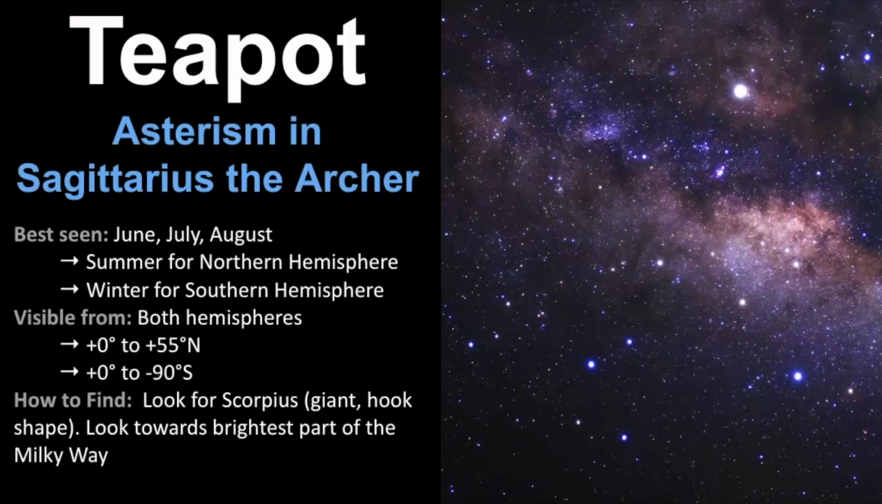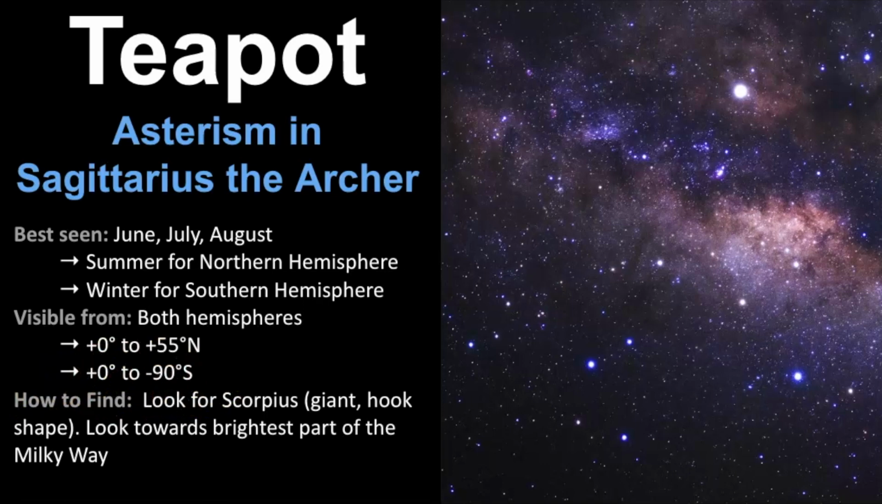We've come to the end of our video about the Teapot Asterism, so let's review everything we've learned so far. This asterism is located in Sagittarius the Archer, and it's best seen in June, July, and August, which is summertime for the Northern Hemisphere and winter for the Southern Hemisphere. It is pretty much visible from both hemispheres, unless you live above 55 degrees north. You can see it pretty much everywhere from 55 degrees down to the equator and everywhere in the Southern Hemisphere.